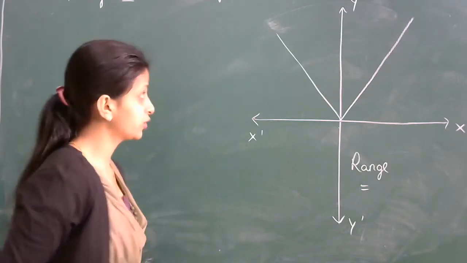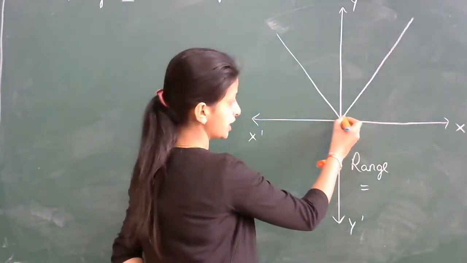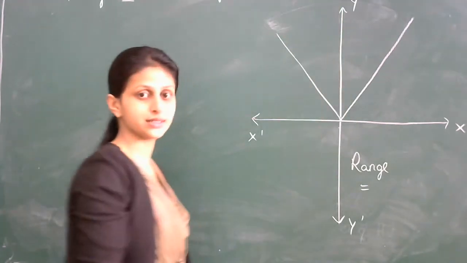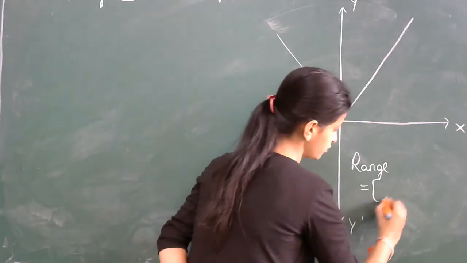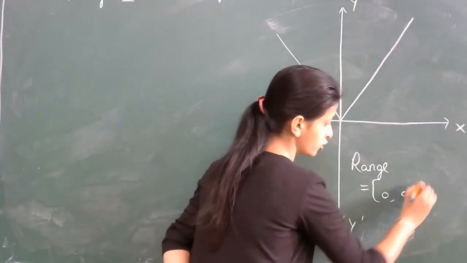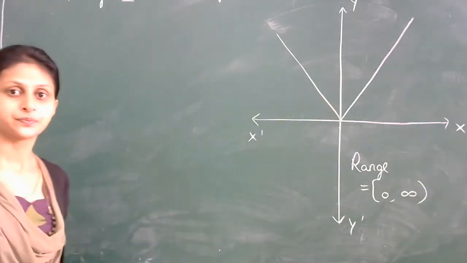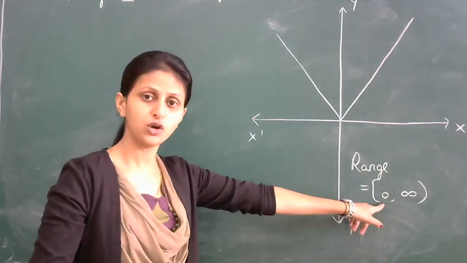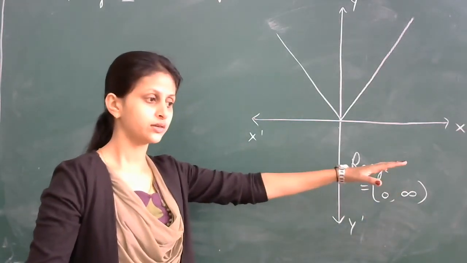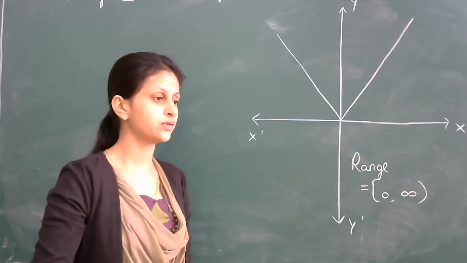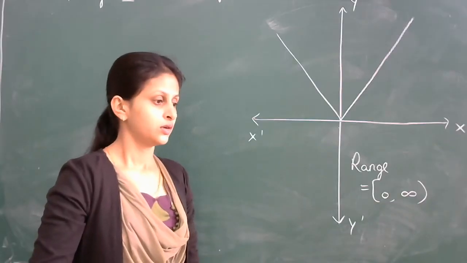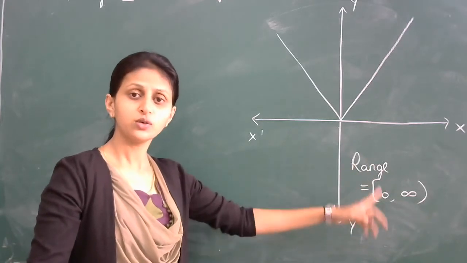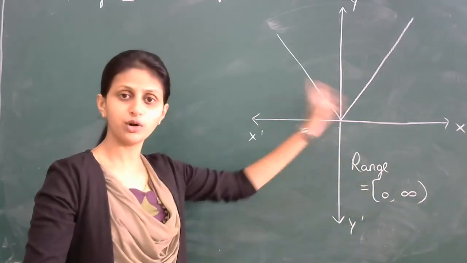Non-negative, very good. Here you can observe the graph is starting from 0, it includes 0, and it is moving towards the positive y-axis. So my range is equal to, it includes 0 and goes to positive infinity. So this is my range: closed at 0, and goes to infinity. So this is nothing but the non-negative real numbers. This is the range of the modulus function.